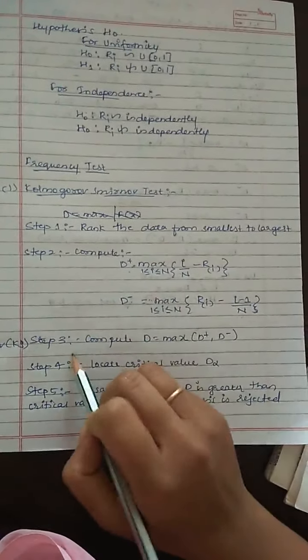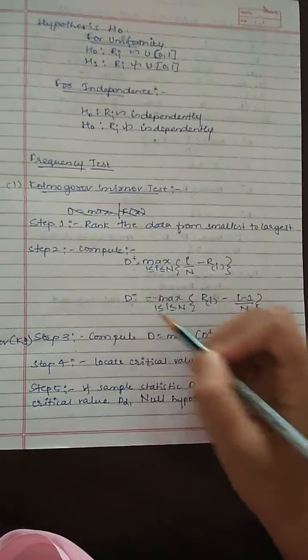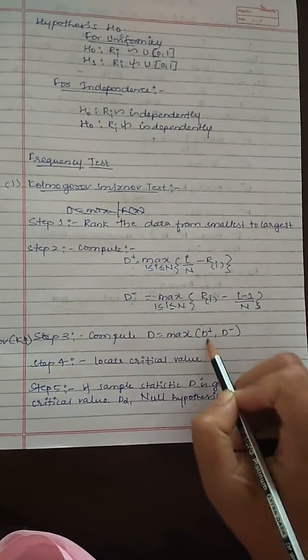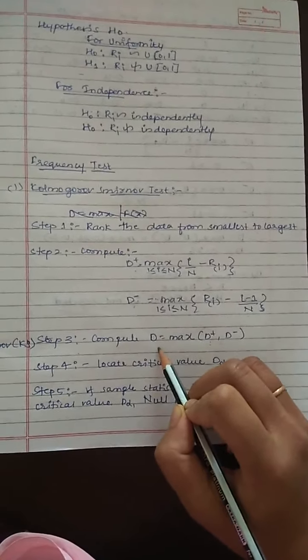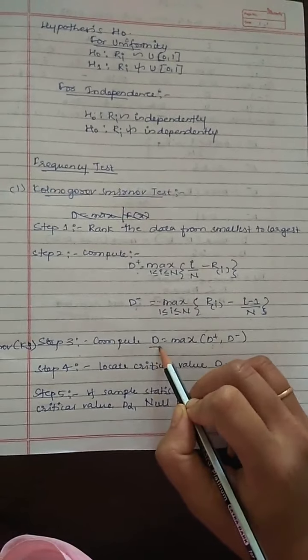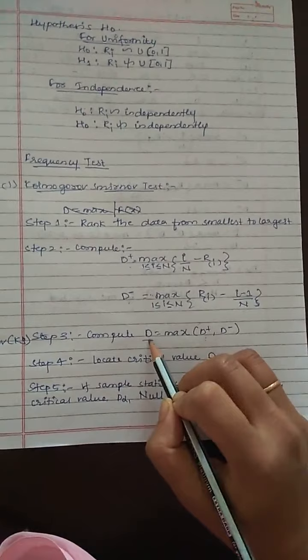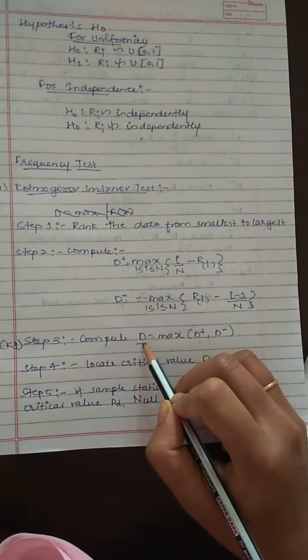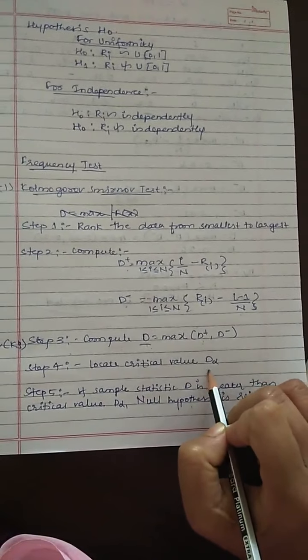In the third step we have to compute the value of D, that is the maximum of D plus or D minus. Whichever is the maximum among D plus and D minus will be given to D. Now we have found out the D. This is the D which you have found out using the tabulation, that is, by the sample. Then we are going to find out the critical D value.